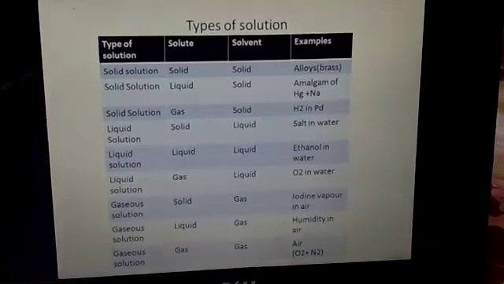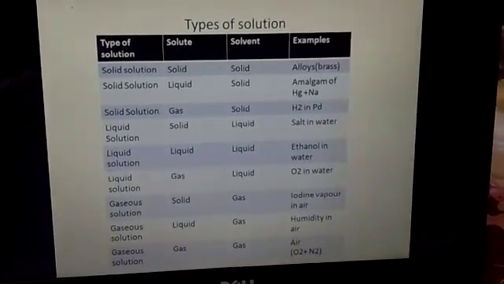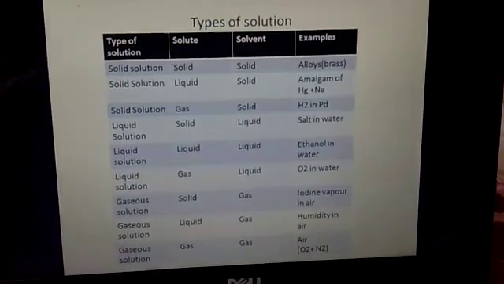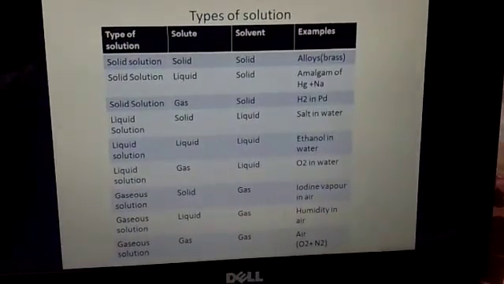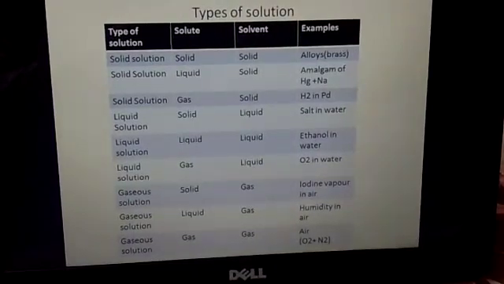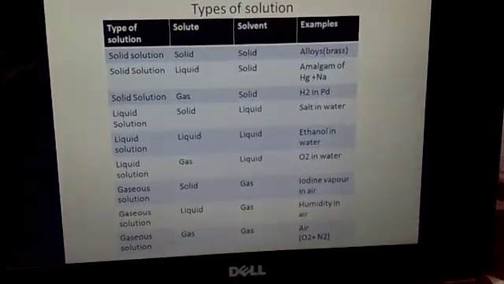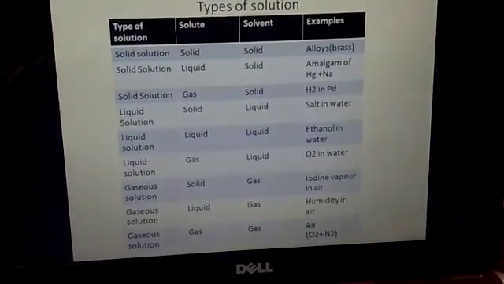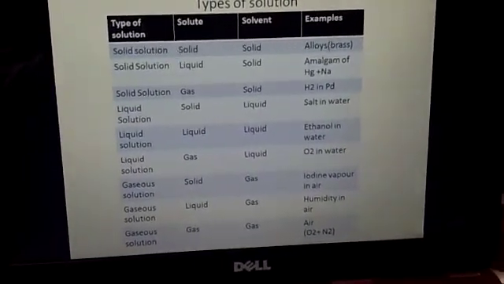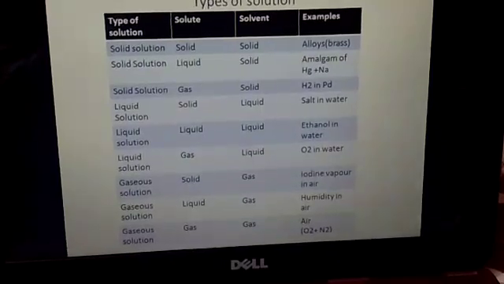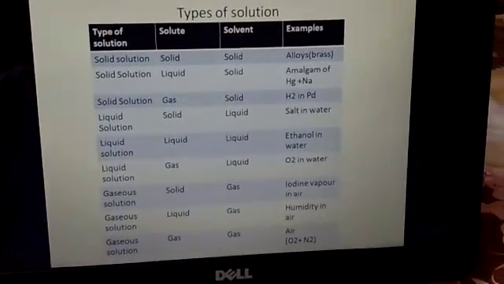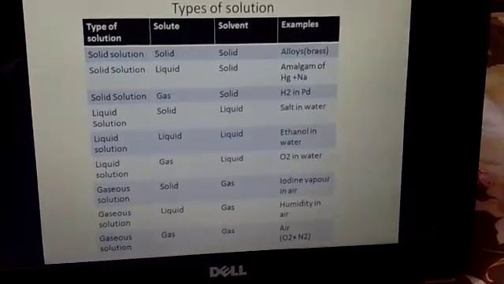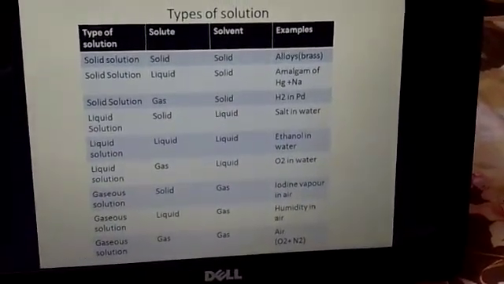Now, if the solvent is present in the solid state, then we call it a solid solution. If your solvent is present in the liquid state, then it is known as a liquid solution. And if your solvent is present in the gaseous state, then it is known as a gaseous solution. This means that the solvent always has the same phase as the solution. But the solute may or may not be present in the same phase as the solution.